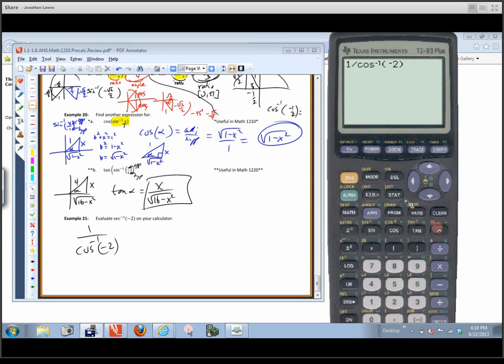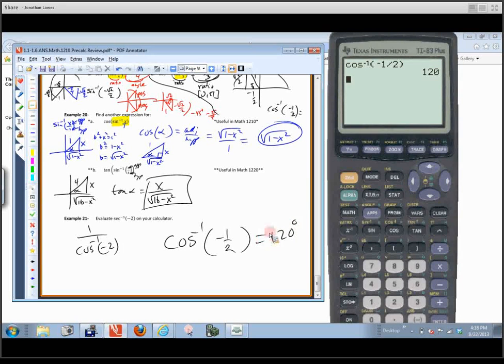So here's how we really do the problem. I don't have a secant inverse on my calculator, but I do have a cosine inverse on my calculator. And since these are reciprocal trig functions, I take the reciprocal of this, so this is going to be -1/2. So let's do that right there: cosine inverse of -1 divided by 2. You could put in -0.5 if you wanted to. This is 120 degrees. So there's our answer there.